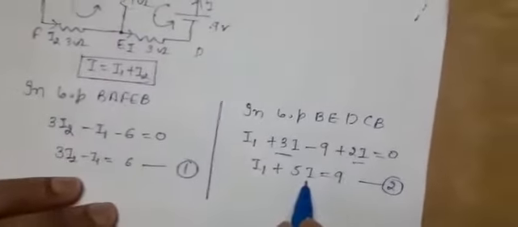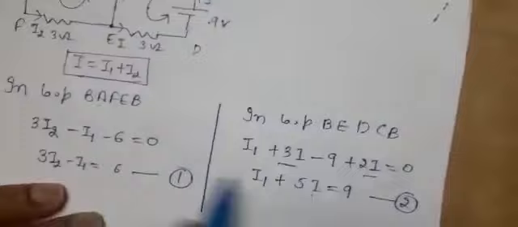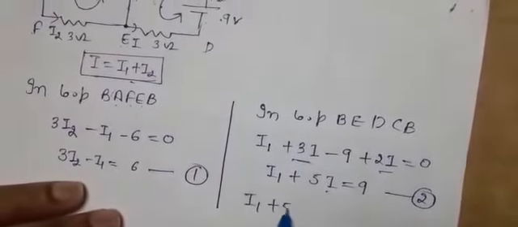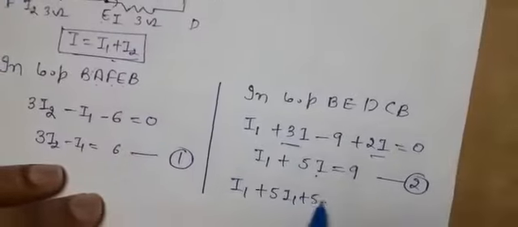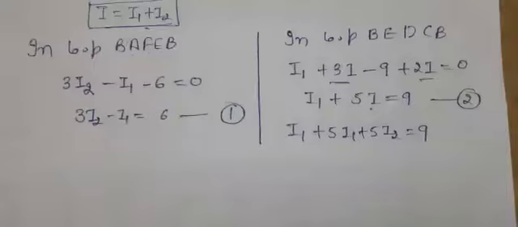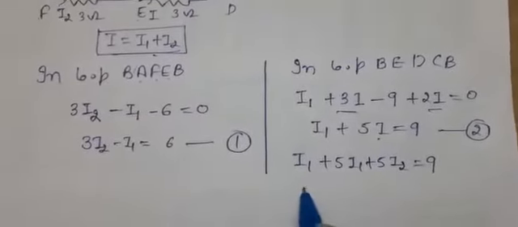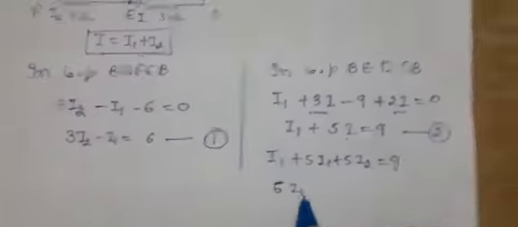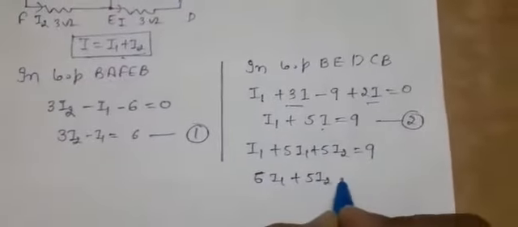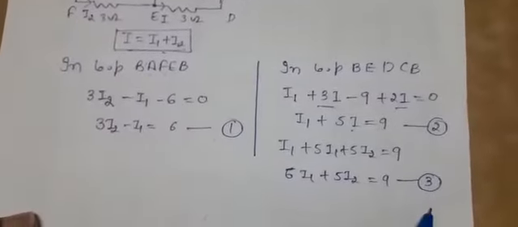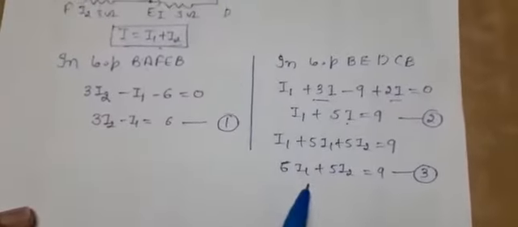Now substitute the value of I as I1 plus I2. Put this value: I1 plus 5 I1 plus 5 I2 is equal to 9. So now solve it. This is 6 I1 plus 5 I2 is equal to 9. Now we have the first and third equation, and we have to solve these equations.